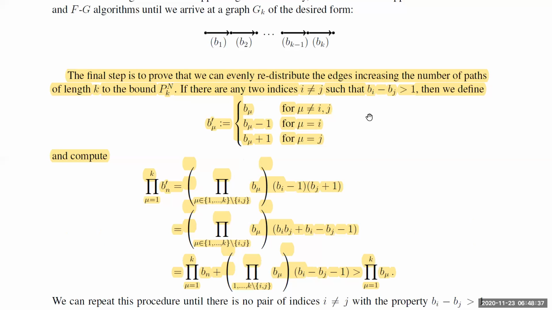But by our assumption that BI minus BJ is strictly bigger than 1, this is a positive number. This is a strictly positive number. This is also a strictly positive number.